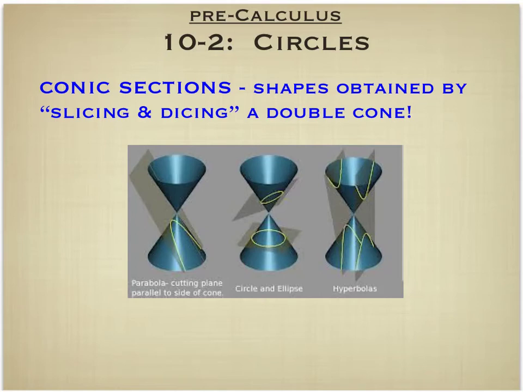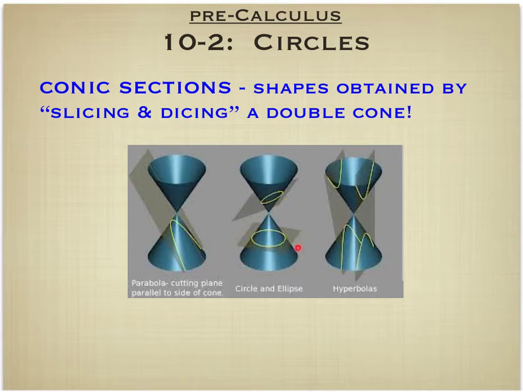Hey Pre-Calc gang, time for lesson 10.2 as we start our discussion of conic sections, with today focusing on circles. First of all, just to identify these things called the conic sections, all based on slicing and dicing a double cone. So you can see the various shapes that are produced.